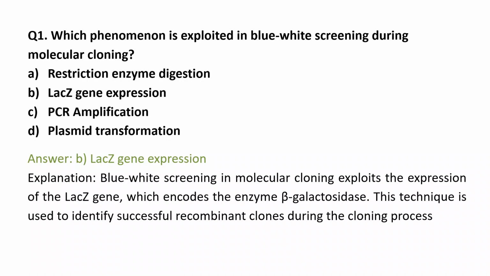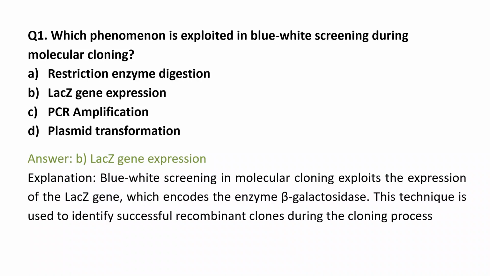So you know how blue-white screening works. The cloning vector contains a multiple cloning site, MCS, within the lacZ gene. When a DNA fragment is successfully inserted into this MCS, it disrupts the lacZ gene, preventing the production of functional beta galactosidase. The bacterial colonies are grown on media containing X-gal, a colorless substrate, which turns blue when cleaved by beta galactosidase.